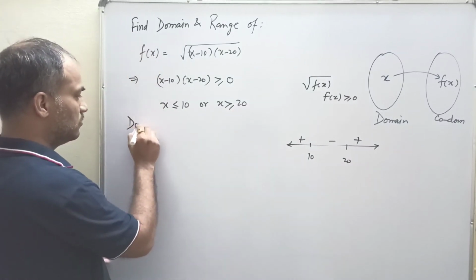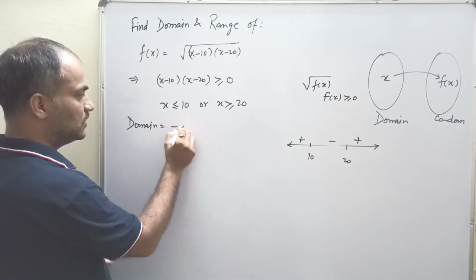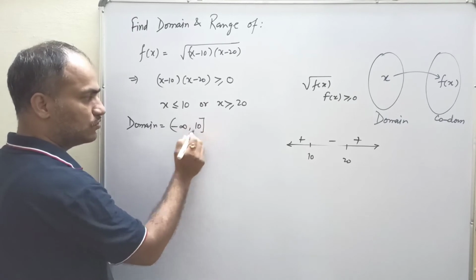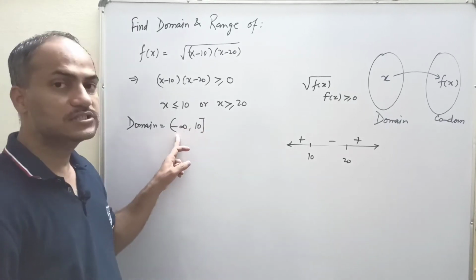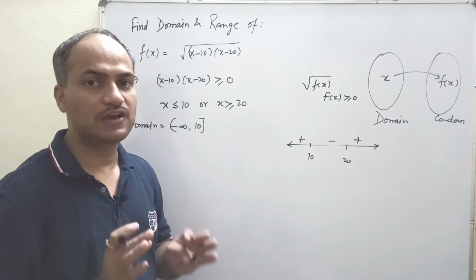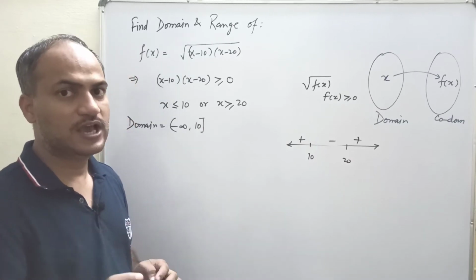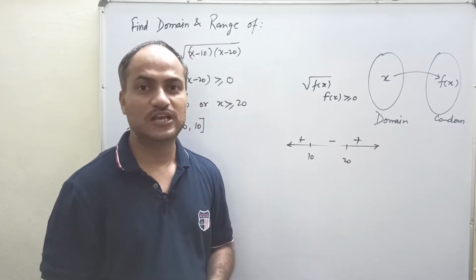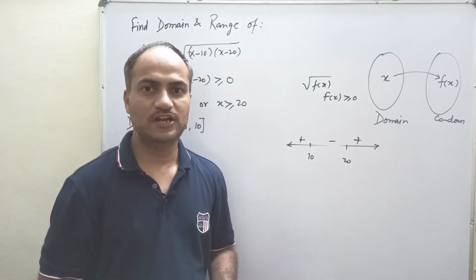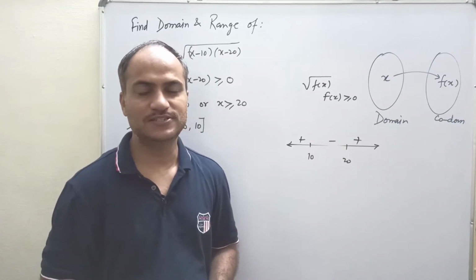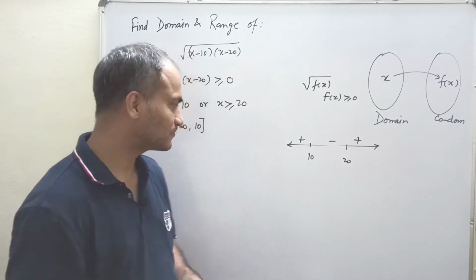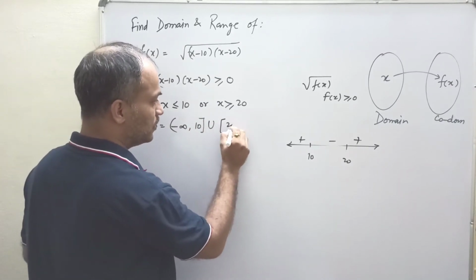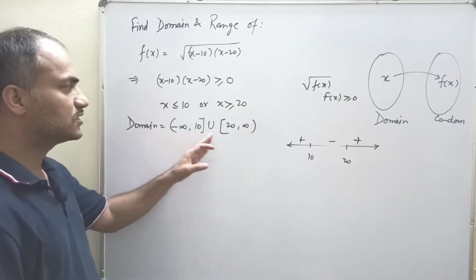So domain is equal to minus infinity to 10. Equal to, so we use a closed interval. But remember guys, for minus infinity and plus infinity we never use a closed interval. Here is the question: write in the comment box and tell why we do not use a closed interval for positive infinity or negative infinity. Do write your answers. So union, this is 20 to infinity. So domain is equal to this much.